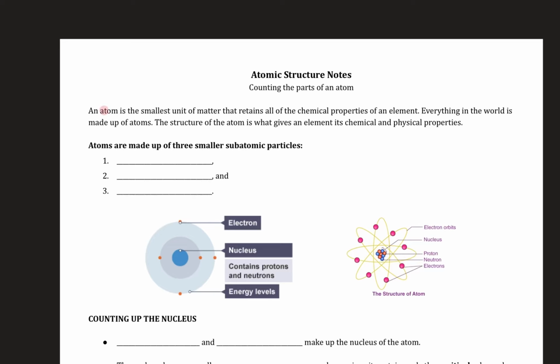An atom is the smallest unit of matter that retains all the chemical properties of an element. What this means is that if I have an atom of gold, it is distinctly gold, and it is different than an atom of carbon or helium or silicon or magnesium.